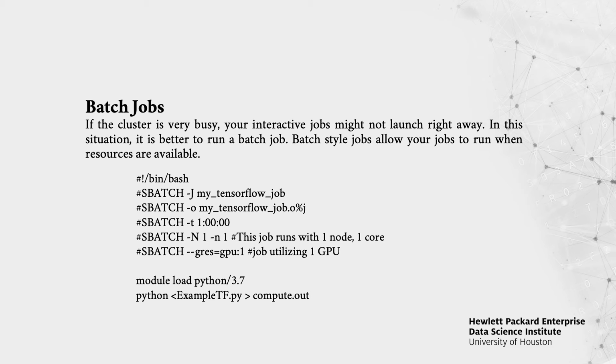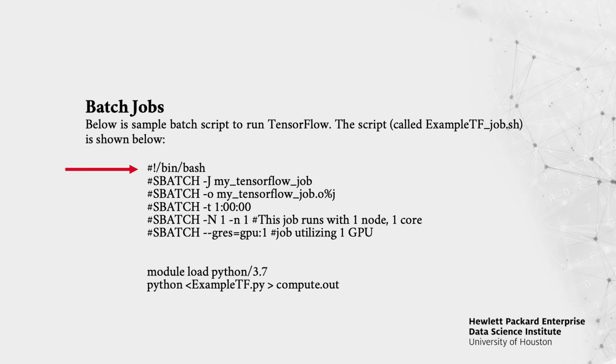Batch jobs. Now let's look at an alternate way to execute our example Tensorflow script file. Here we will use a slurm batch script to both allocate the necessary resources and execute the example script. The batch script, called exampletf_job.sh, is shown below. There are 3 main components of a slurm batch script. The first line specifies what terminal environment to load. The second section is the series of allocation specifications, all prepended by the special word sbatch.